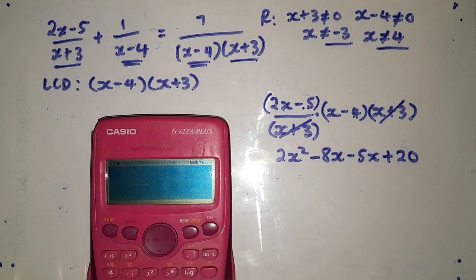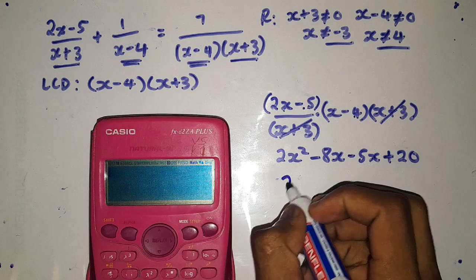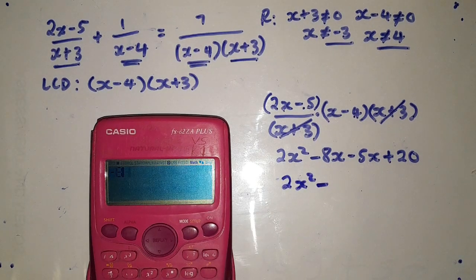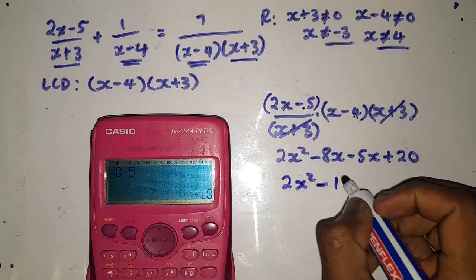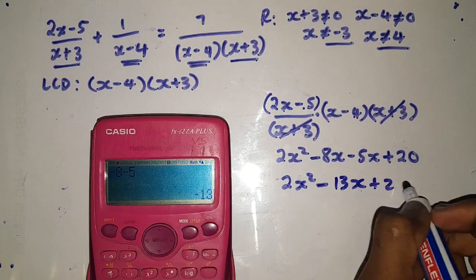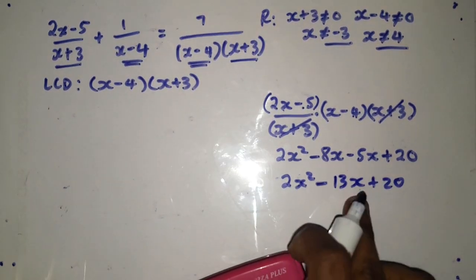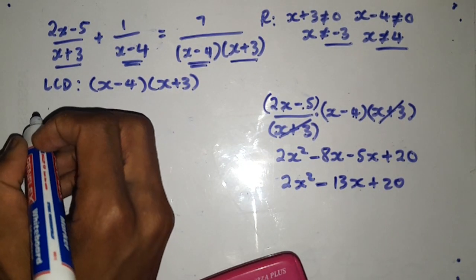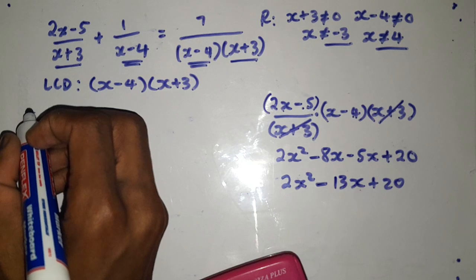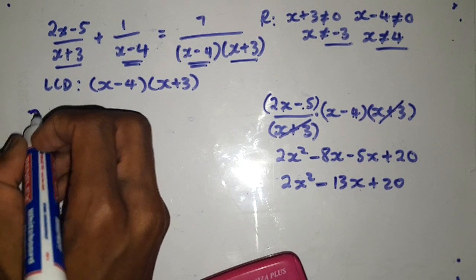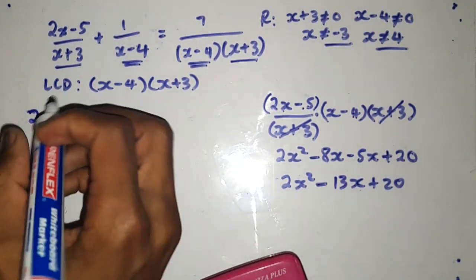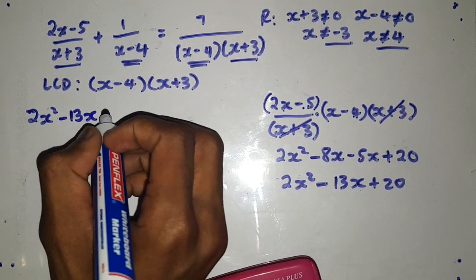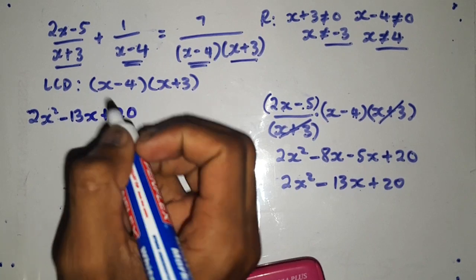Then at this point, we can say 2x squared, minus 8 minus 5, I get minus 13x plus 20. You see? Let me take this and write it here, on the further left. Going to have 2x squared minus 13x plus 20. You see?